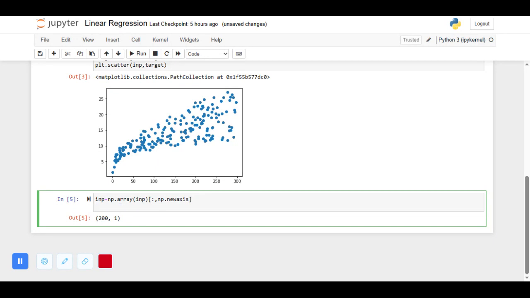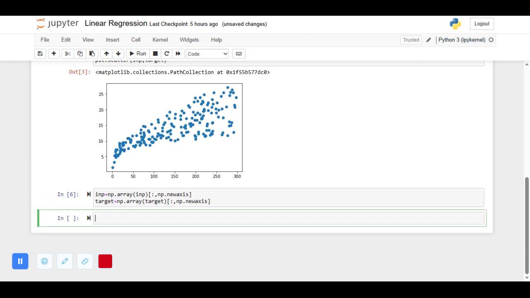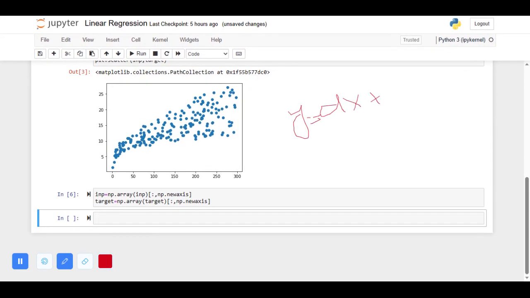Similarly we can do this for the target values. Target is equal to np.array(target), and we create one new axis, np.newaxis. Now the data is ready. In linear regression, as you know, the equation is y equals ax plus b, or wx plus b, where w is the weight and b is the bias. We will be using this equation for linear regression.